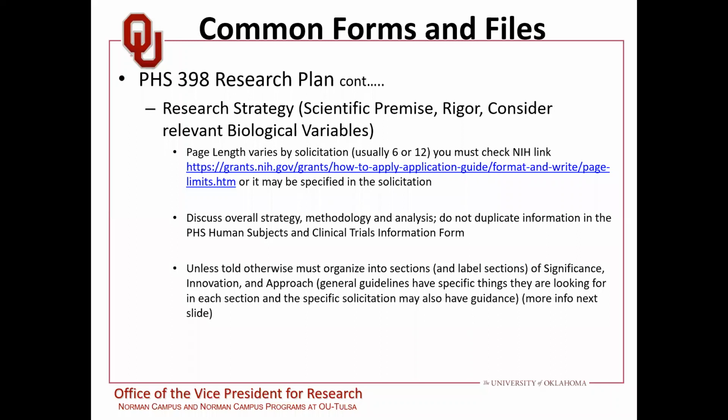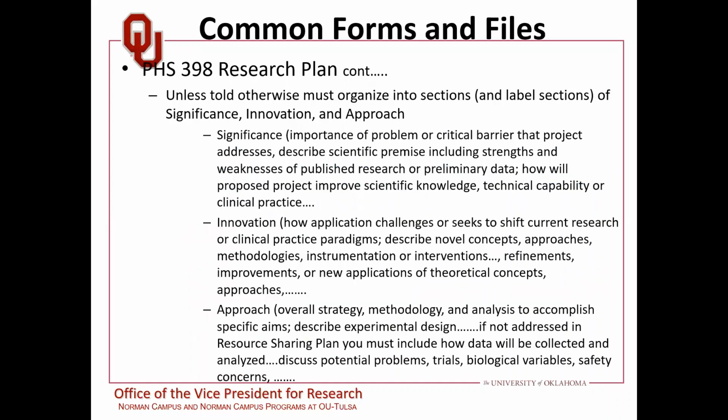You want to make sure that you don't duplicate any information that you're putting in your human subjects or clinical trials files. And unless you're told otherwise, they want you to organize this into sections. The sections are significance, innovation, and approach. And we go a little bit more into those here.